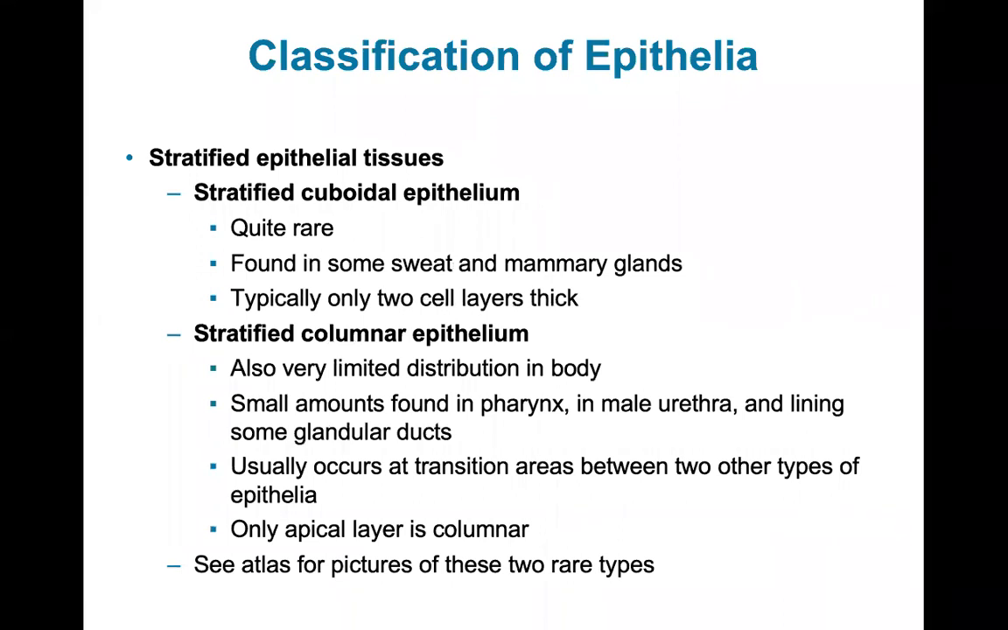Stratified cuboidal epithelium, this is quite rare. It's found in some sweat and mammary glands, and typically only two cell layers thick. The stratified columnar epithelium is also very limited throughout the body. Small amounts are found in the pharynx, in the male urethra, and the lining of some glandular ducts. This usually occurs at the transition areas between two other types of epithelia, and only the apical layer is columnar. Okay. Your atlas does have pictures of these two rare types that we find throughout the body.